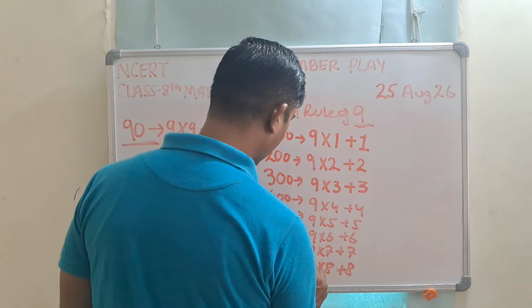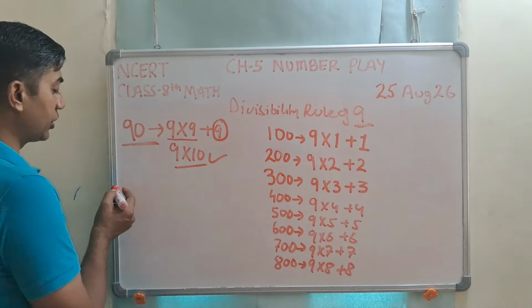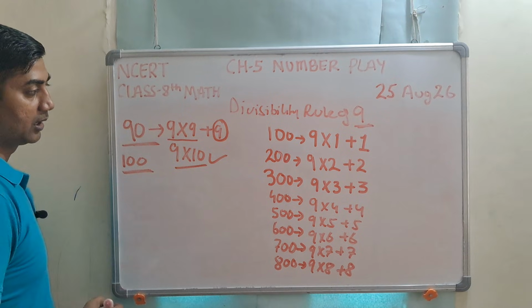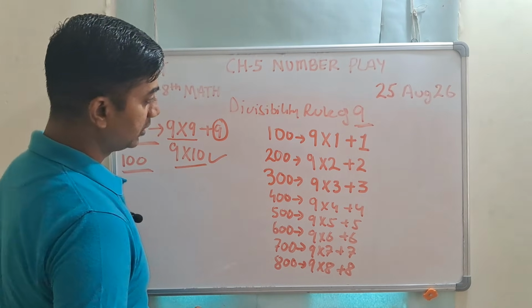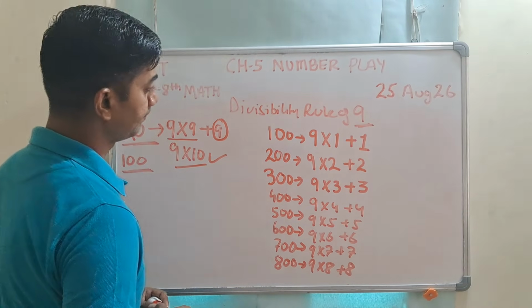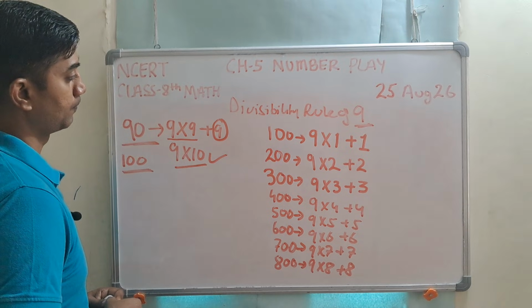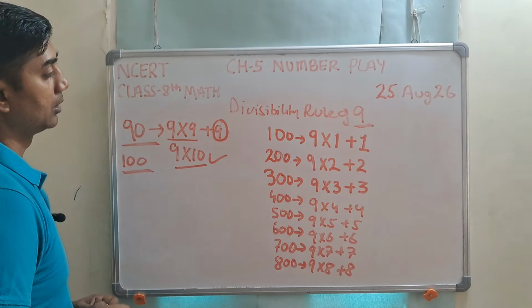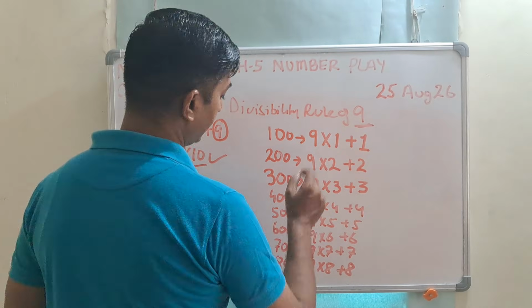We will check with 100. After 90, what is the next number? 100. Now we will check the 100. Here we have written. Now what is this? Now what result will you get here?